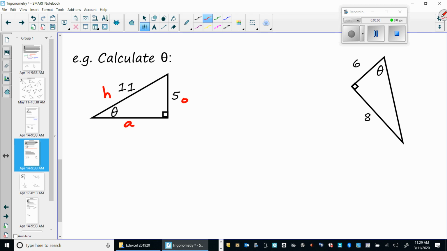Now, in this triangle, they've asked us to find the missing angle. When we've labeled our three sides, one of the lengths is going to be redundant. So one is going to be useless to us. In this case, which length is useless to us? So I'm going to cross it out, because it's no good to me. I'm interested in the O and the H.